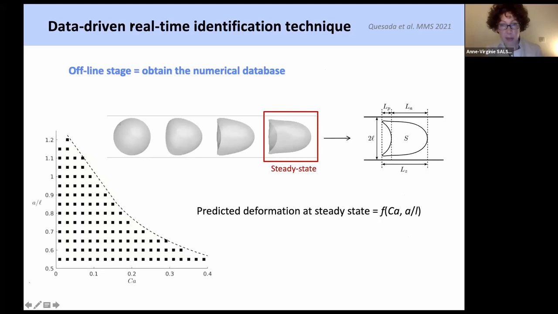We take the database that we talked about before, with all the simulations and all the values of parameters, as long as we get a steady state, so we are below the dotted line. For each capsule in the numerical database, we can deduce the same length and parachute shape as what is done experimentally. The advantage of the offline stage is that we know the link between the space of parameters, so the values of capillary number, size ratio, and velocity ratio, and the geometric characteristics of the capsule shape when it is deformed.